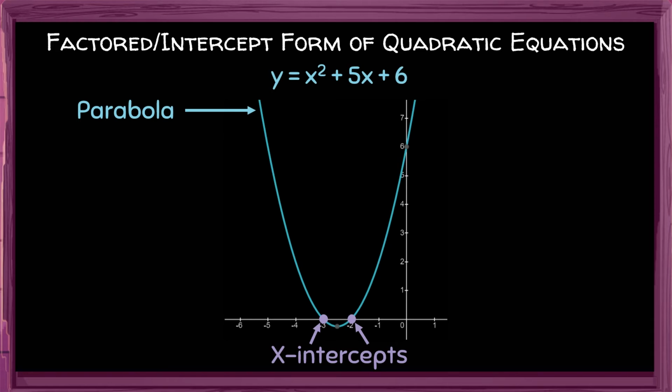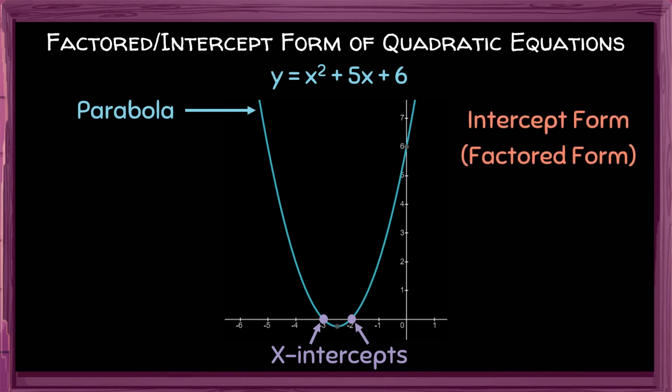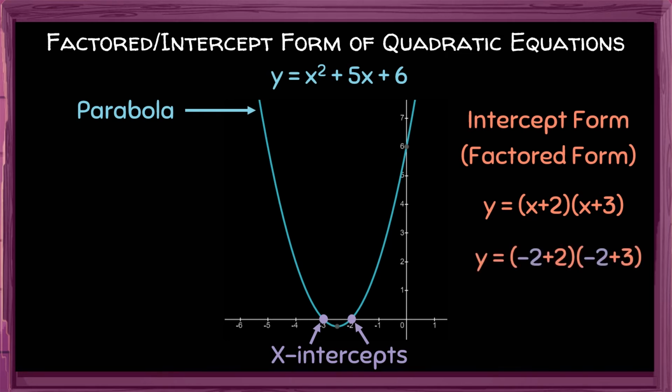Watch this. The graph of our parabola crosses the x-axis at -2 and -3. Now look at our quadratic equation when we write it in factored form, also known as intercept form. It's y equals x plus 2 times x plus 3. Do you notice anything? Try something. Take our two x-intercepts from the graph and plug those x values into the equation. Plug -2 and -3 into our equation. What happens? If we plug in -2, the first factor becomes 0. If we plug in -3, the second factor becomes 0.